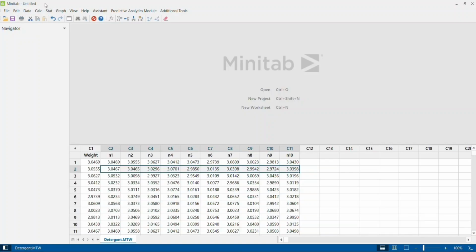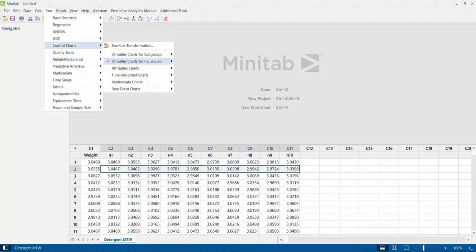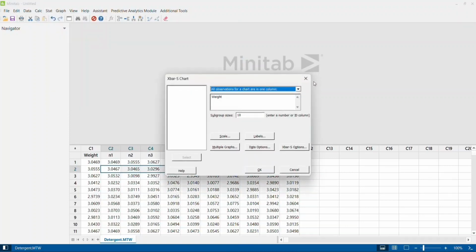So let me click on Stat, then Control Charts, then Control Charts for Variable Data in Subgroups. Last time we saw the X bar R chart. This time we are going to click on X bar S chart. In the X bar S chart, there is a drop down with two options: all observations for a chart are in one column, and observations for a subgroup are in one row of columns.